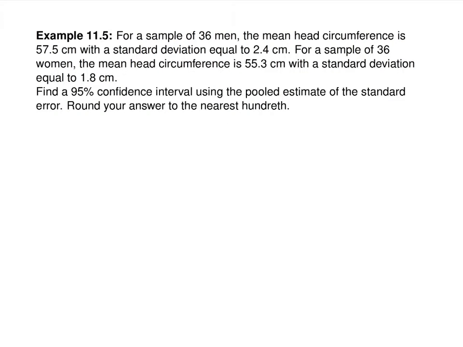Once you have that, is the confidence interval very different? Not really, except the one thing that does change is the degrees of freedom. Remember that it's now n1 plus n2 minus 2, so 36 plus 36 minus 2. So your multiplier is now different. 1.99, yep.